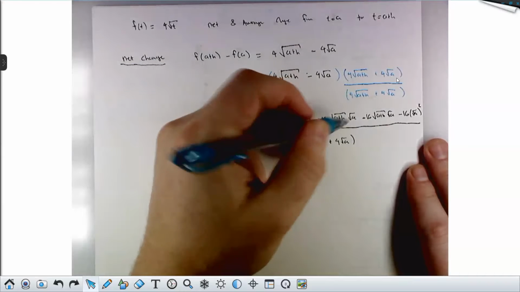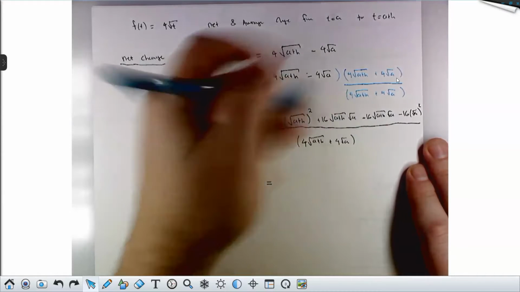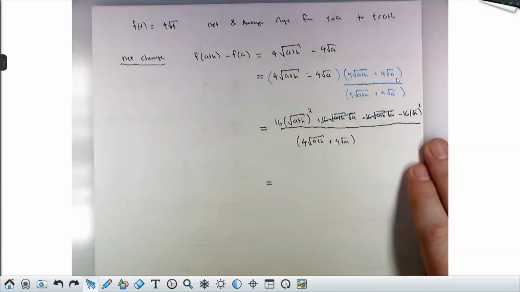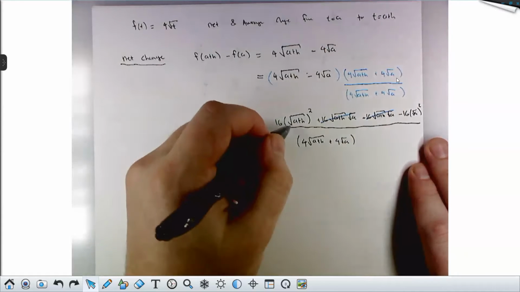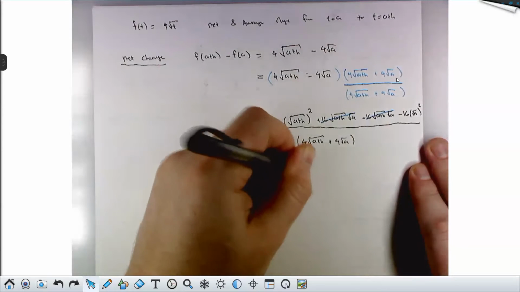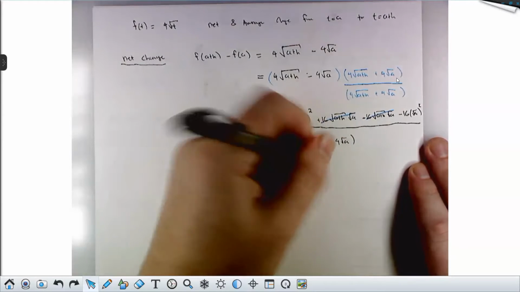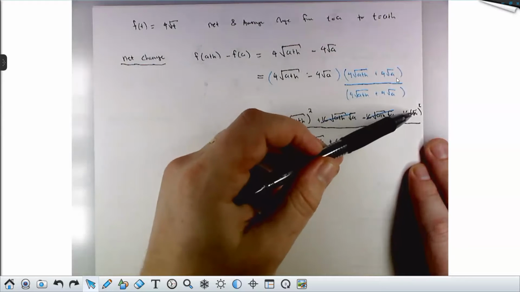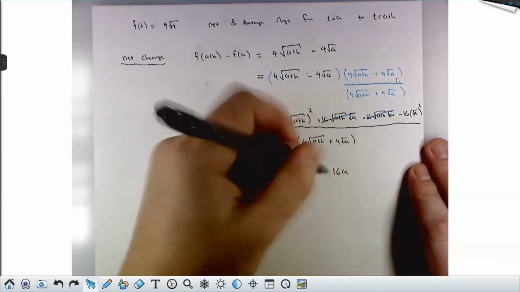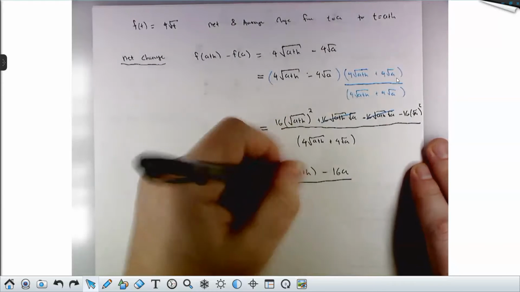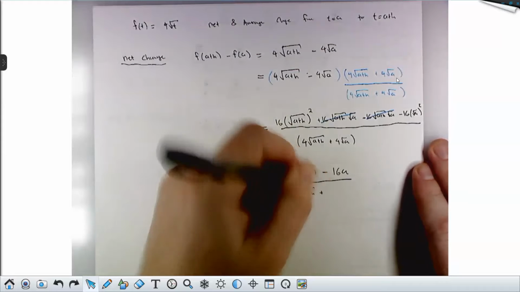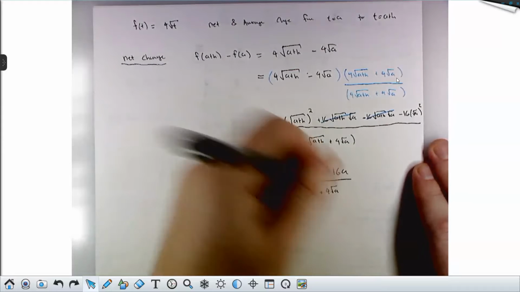Plus 16 root a plus h times root a minus 16 root a plus h times root a. This and this eat each other up. And then the square root of a plus h all squared is just a plus h. So this is 16 times a plus h minus, same sort of thing here, 16, and then the square root of a all squared is just a. And then downstairs, we still have that expression of 4 root a plus h plus 4 root a.